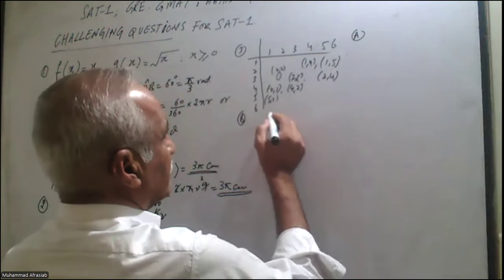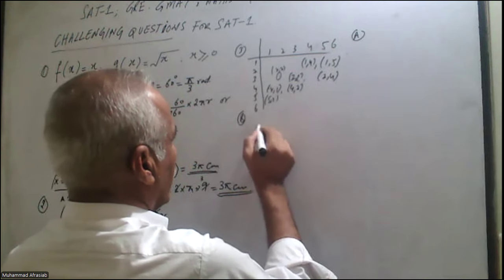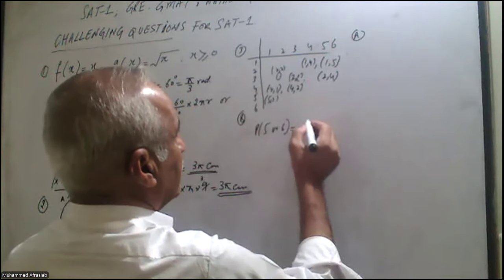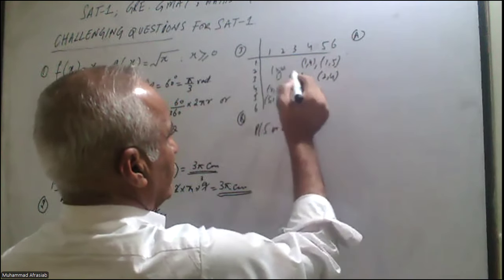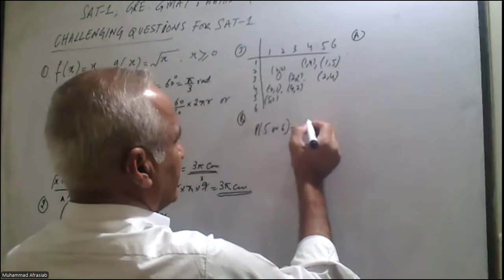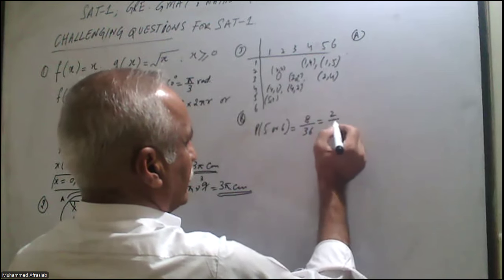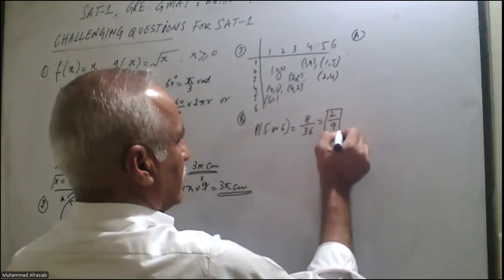So probability of 5 or 6 will be equal to 1, 2, 3, 4, 5, 6, 7, 8 over 36. That should be equal to 2 by 9.